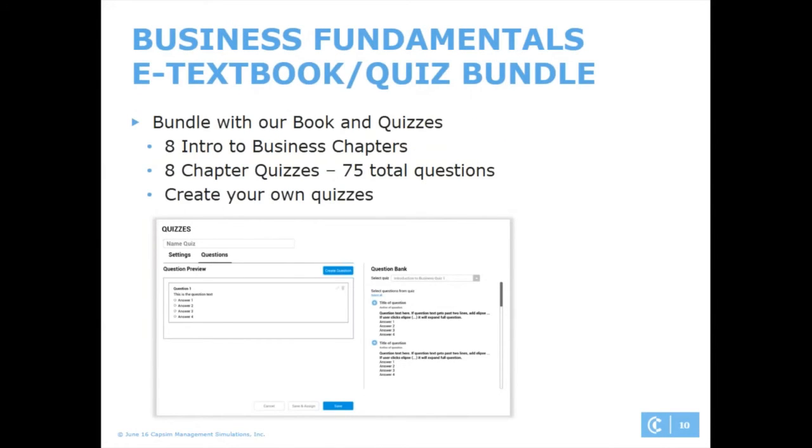Finally, our third feature we're going to talk about is the Business Fundamentals e-textbook and quiz bundle. And this is available as an add-on feature within CapsimCore. And it's all done outside the simulation. We tie in an e-textbook that covers the fundamentals of business. We have 8 intro to business chapters, and then we also have 8 additional quizzes to accompany those chapters.